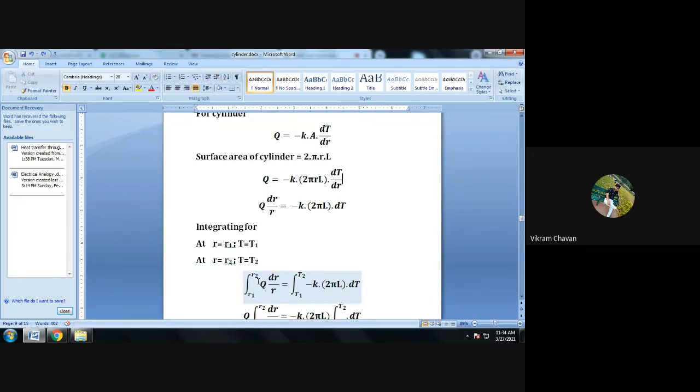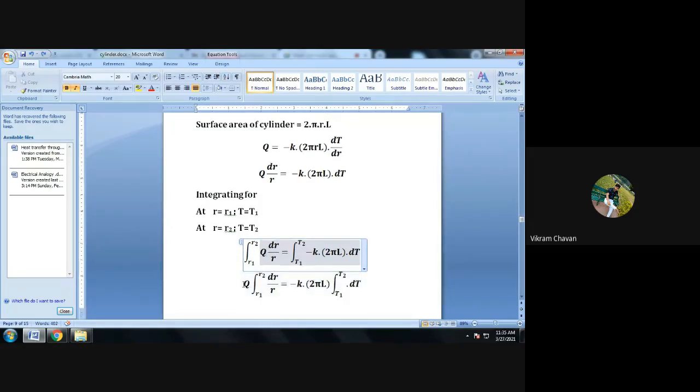So integration from r1 to r2 of q multiplied by dr divided by r equals integration from t1 to t2 of minus k multiplied by 2 pi L multiplied by dt. Now we are integrating with respect to r and dt, so the remaining terms are constants, that is q, k, 2 pi L. These constant terms we can take out of the integration.